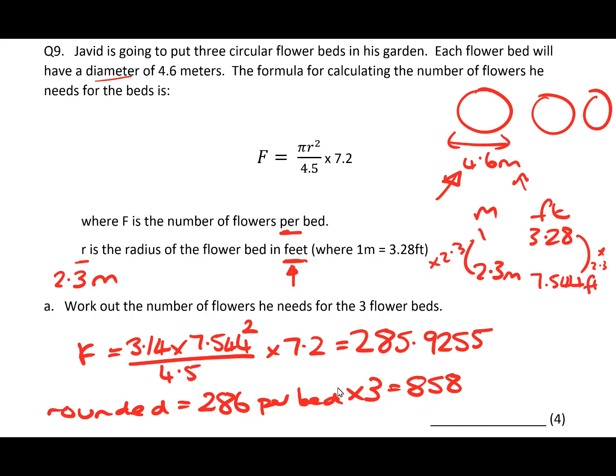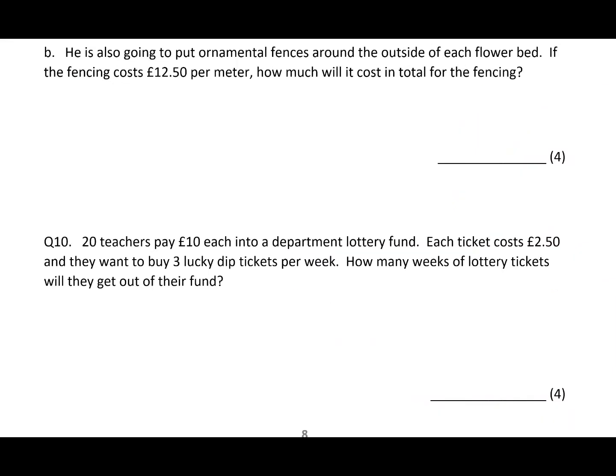So work out the number of flowers. 858 flowers will be needed for the 3 beds. So for part B, he's also going to put an ornamental fence around the outside of each flower bed. So around the outside, we know this is 4.6 meters in diameter. If the fence costs £12.50 per meter, how much will it cost in total for the fencing?